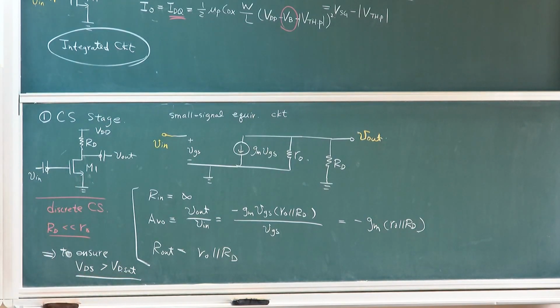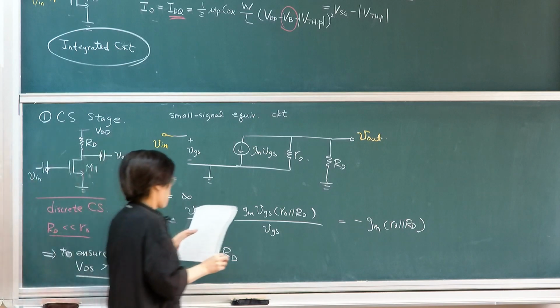To ensure that the device is operating in saturation, that's one of the key reasons why in this type of design your RD cannot be very high. If you want to have high gain, it's very hard to obtain that, because once you increase your RD, this DC current would suppress the drain voltage so that the device will no longer be in saturation. So that's one of the key challenges in this type of design if I'm using a resistive load, okay?